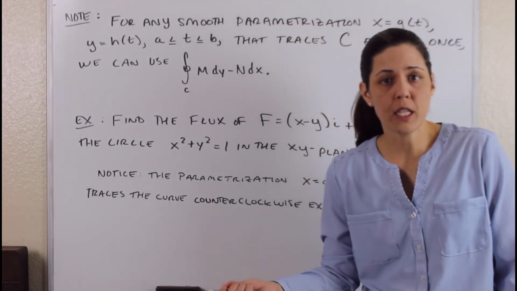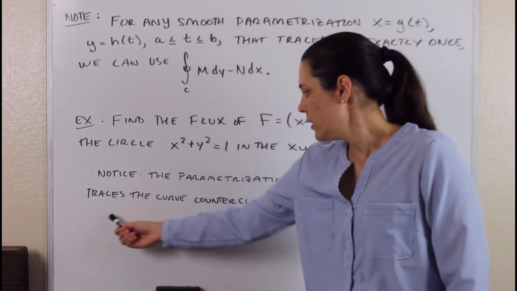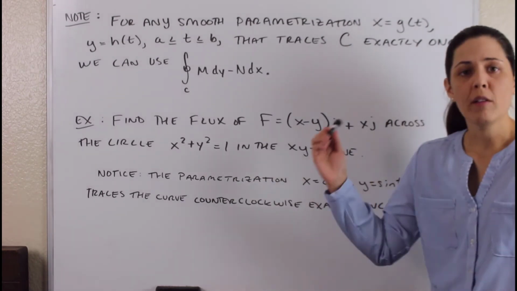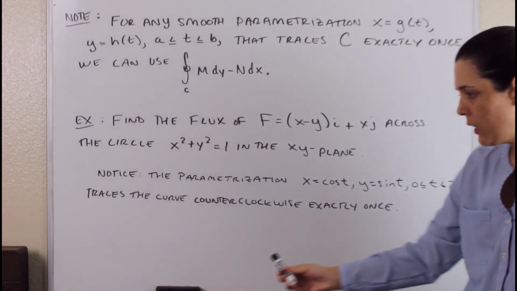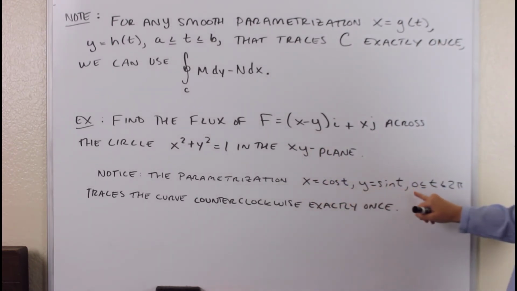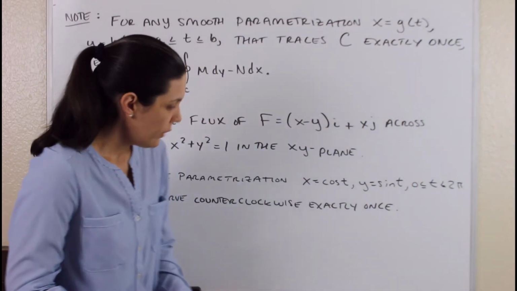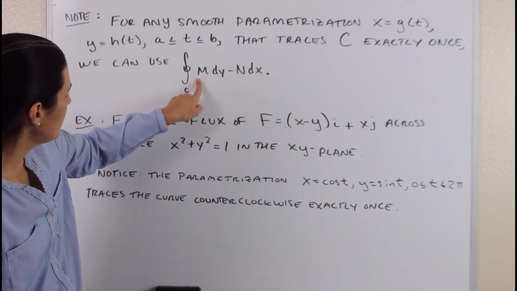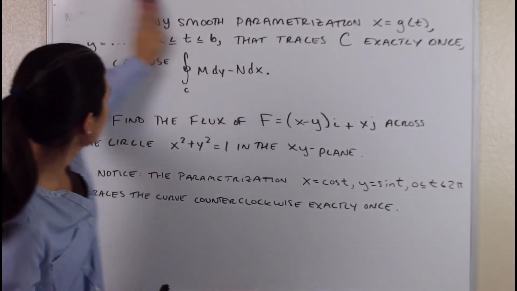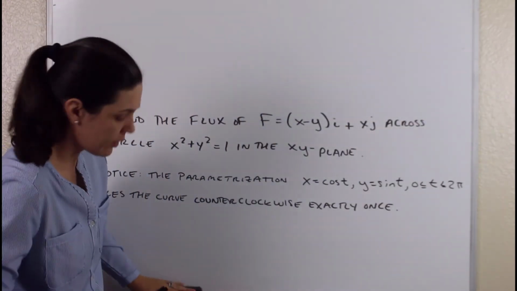This is going to work out this time for us to be able to evaluate our integral here for flux, because it traces our curve in the counterclockwise direction exactly once. We go around that circle counterclockwise exactly once if we use x and y equal to cosine and sine, and we start at t is 0 and we stop at t equals 2 pi. So let's figure out what we need to use this integral. We're going to need M, dy, N, and dx. So let's work on each of those one at a time, and then we'll put it together in our integrand.